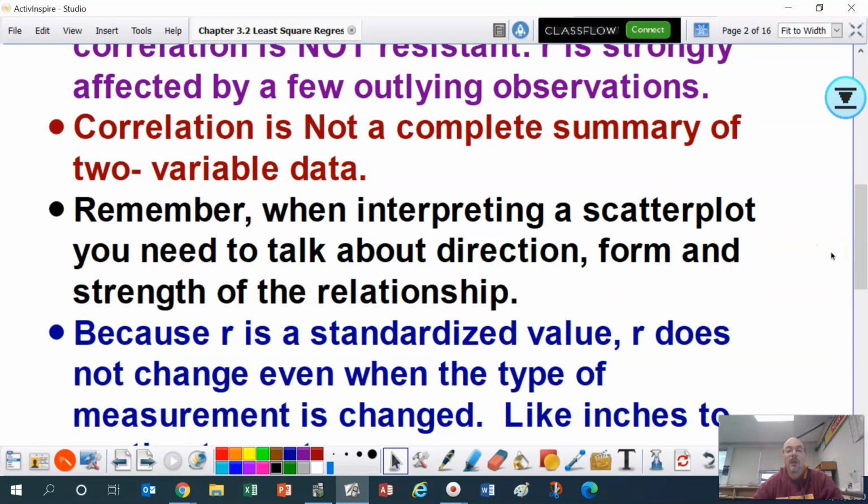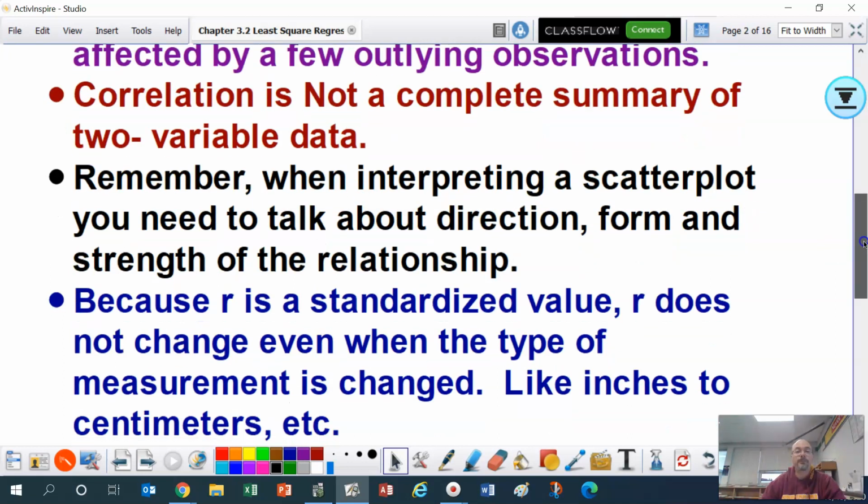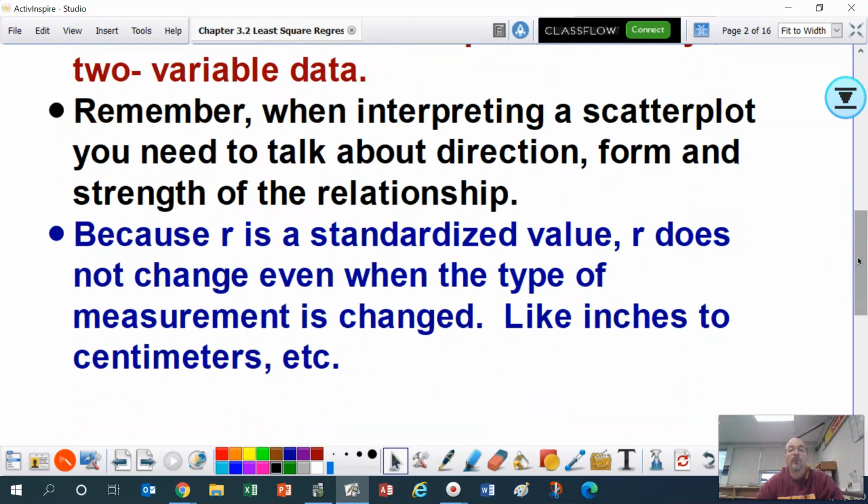Okay, the red one. Correlation is not a complete summary of two variable data. Remember that. Remember, when interpreting a scatter plot, you need to talk about direction, form, like approximately linear. If it's curved, then it's not linear, and then we can't use correlation. And strength of the relationship.